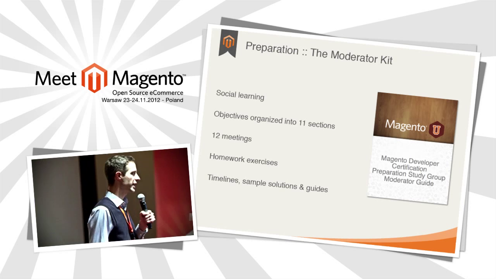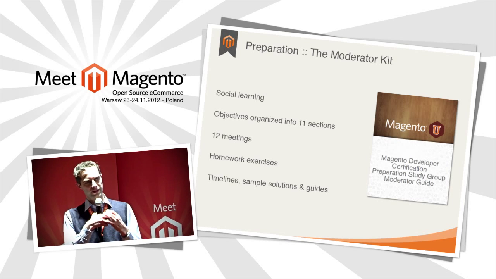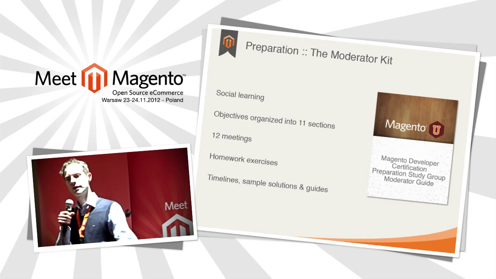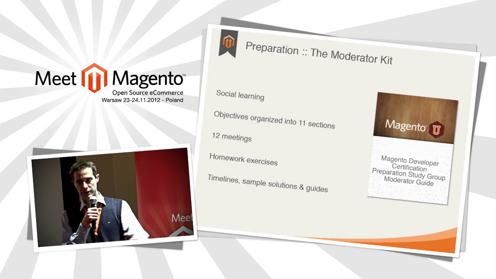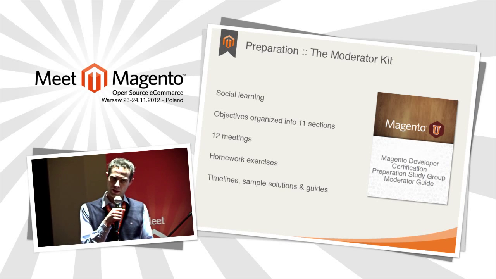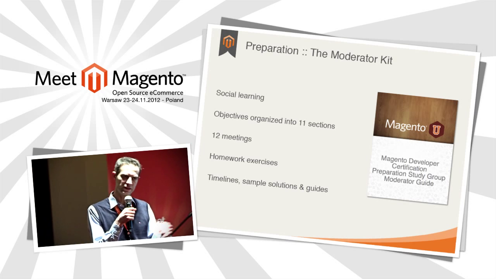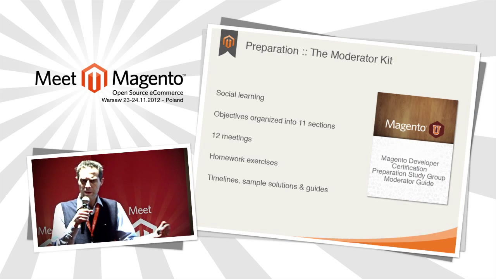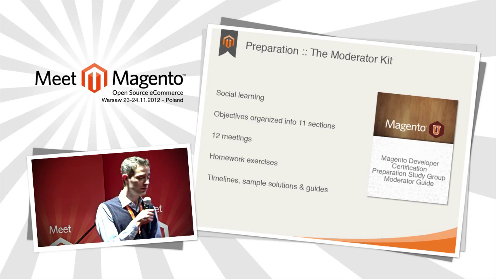The other thing we created is the study group moderator guide. The idea behind the moderator study group kit is social learning. It's more fun to learn together. So if you're in a study group, you can learn together, and it organizes the whole content into 11 sections, and the whole thing is organized into 12 meetings. So the first meeting is just to get the organization going, and then 11 meetings. Could be a weekly meeting. Of course, you choose your time frame yourself. And there are exercises included.